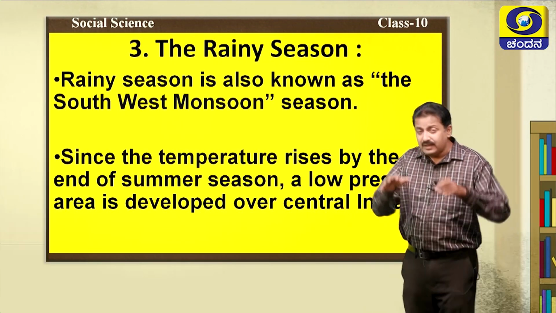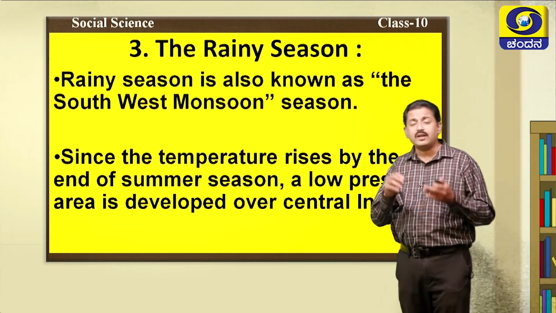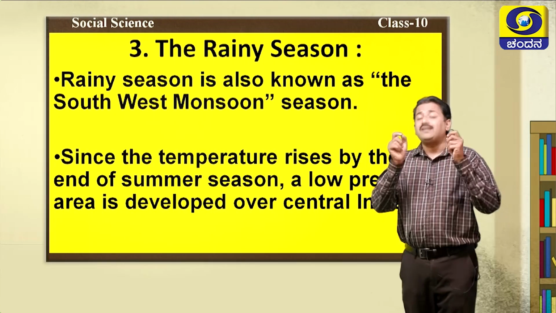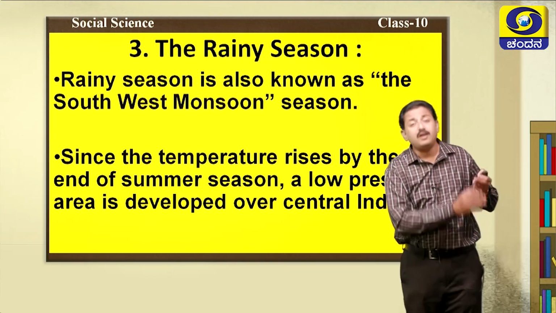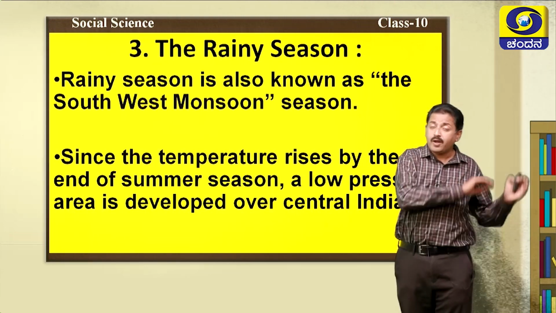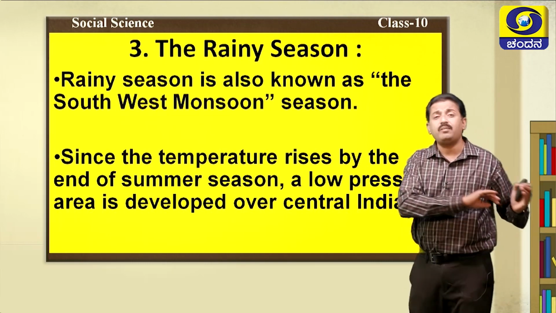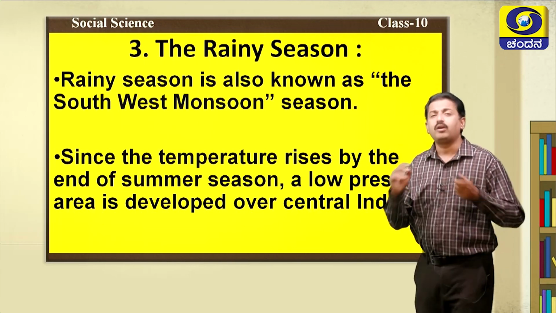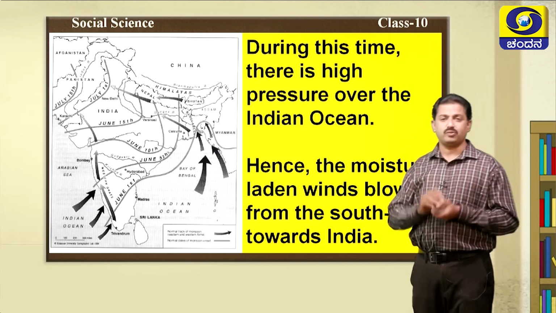During this season, the central part of India, that is Madhya Pradesh and a few other surrounding areas, experiences high temperature with low pressure. At the same time, on the water body, that is the Indian Ocean, there will be low temperature with high pressure. So, the winds move from the high pressure area to the low pressure area and bring rain bearing clouds. They are rain bearing clouds which we call southwest monsoon winds.